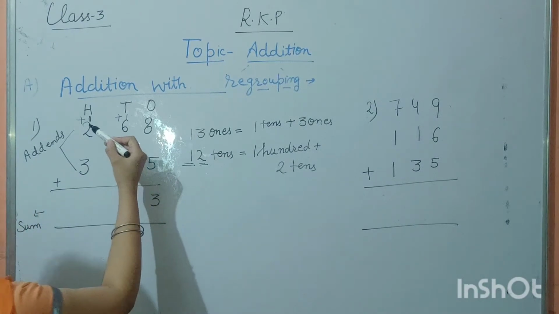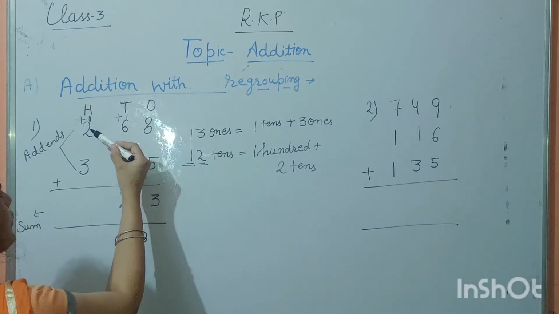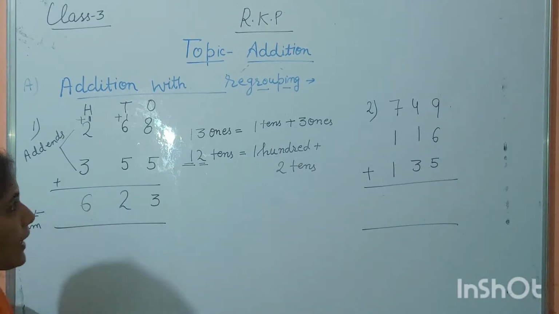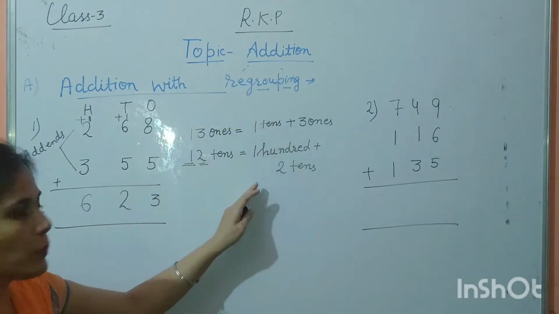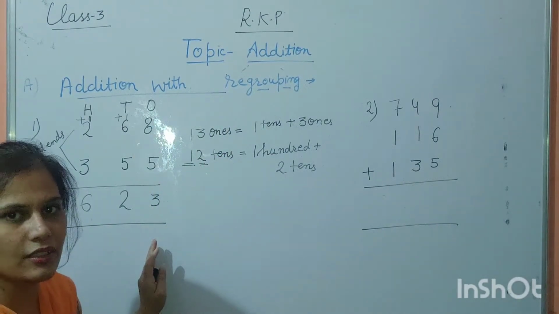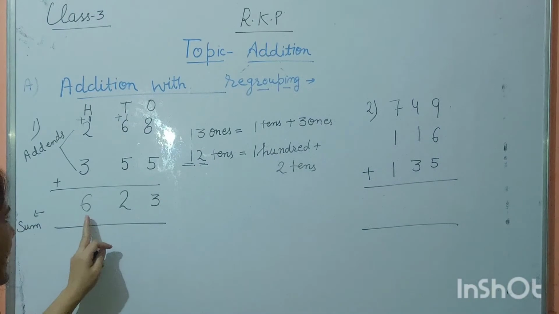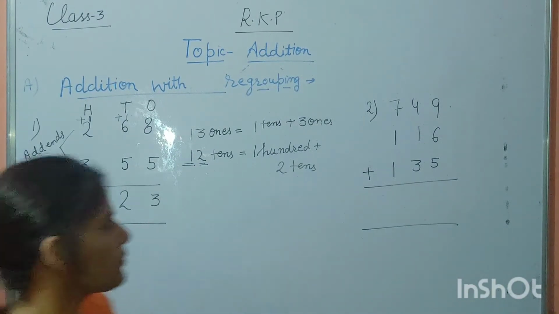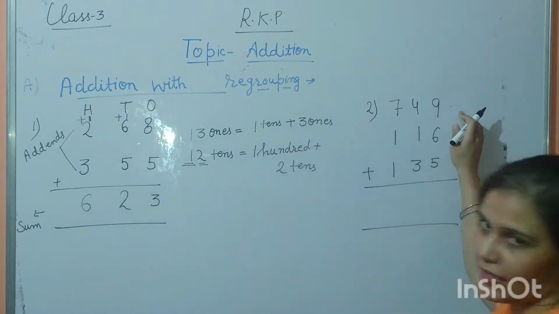Now add at the hundreds place: 2 plus 1, 3, and 3 plus 3, 6. By regrouping the numbers you can add these 3-digit numbers. Now read it: 623.